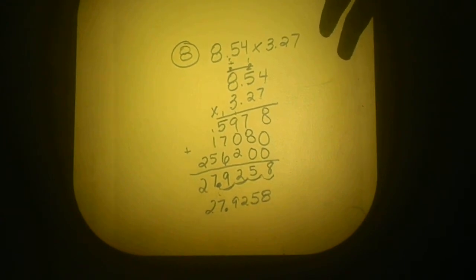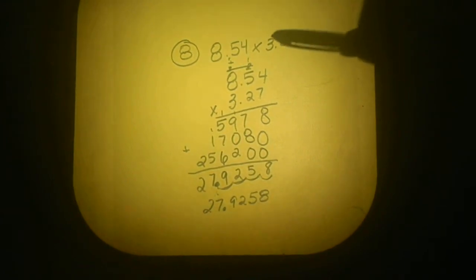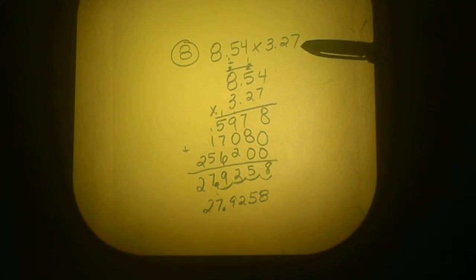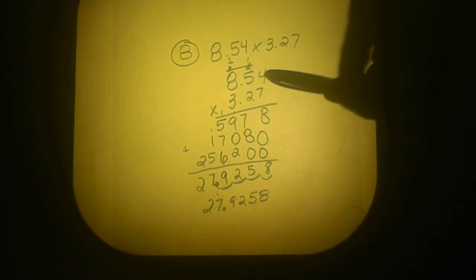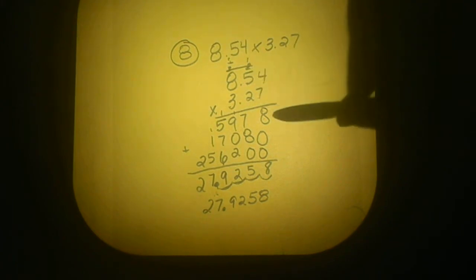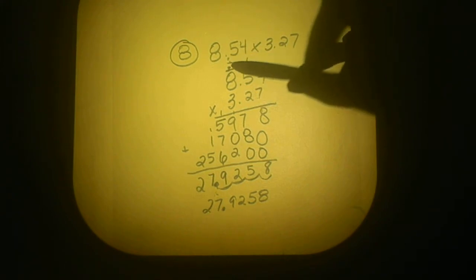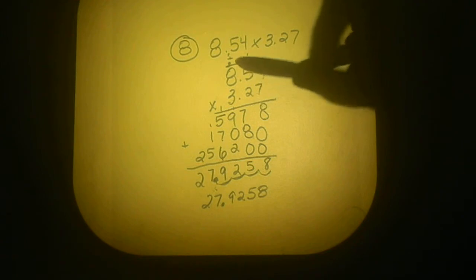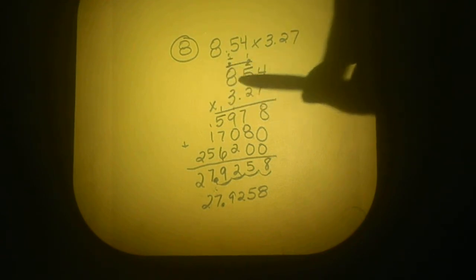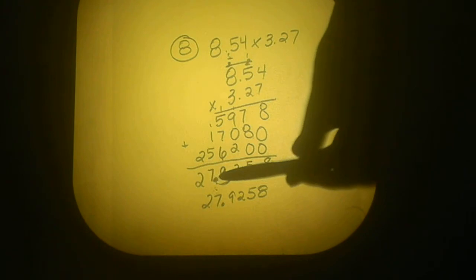Next problem is problem number 8. If you want to try that one on your own and see if you get the same solution, please feel free to do that. Okay, problem number 8 was 8.54 times 3.27. They both have 3 numbers in them, so I just lined them up on the right and did the multiplication. 7 times 4 is 28, carried the 2. 7 times 5 is 35, plus 2 is 37, carried the 3 and put the 7 down here. I went ahead and did my multiplication problem, and at the end I added them all up.